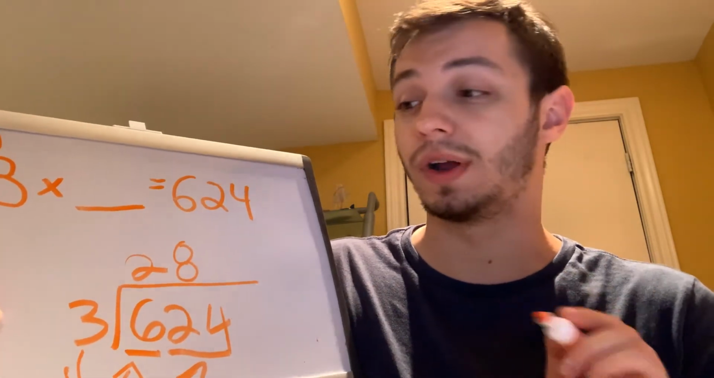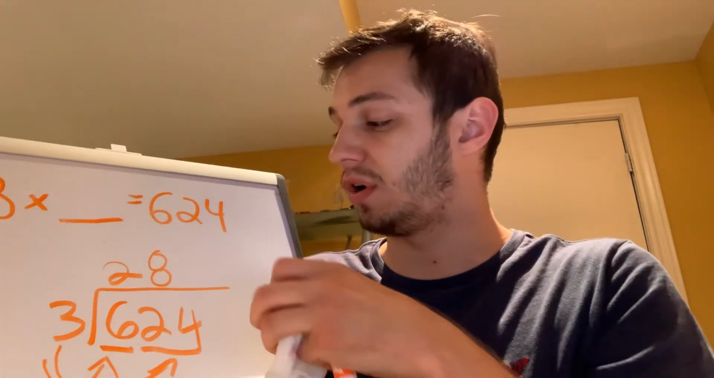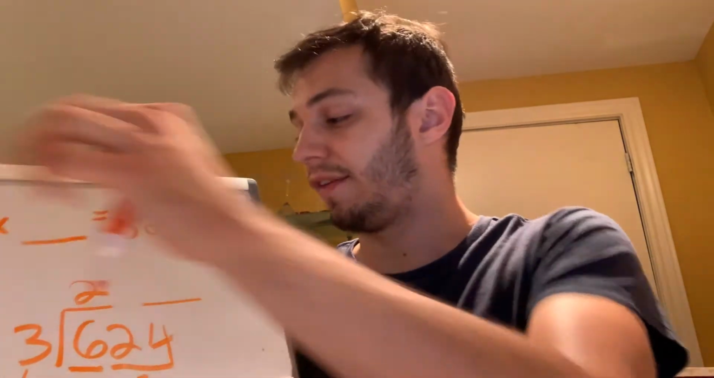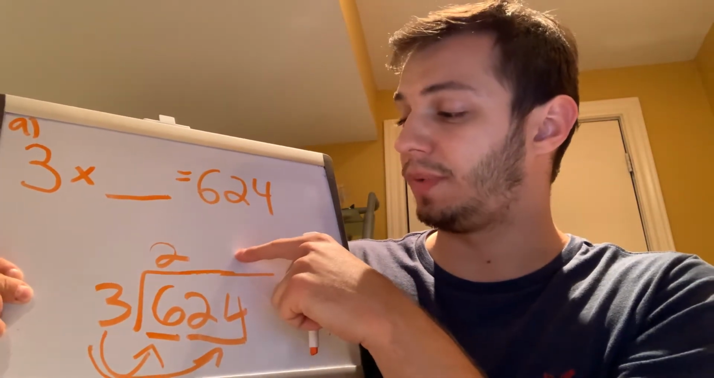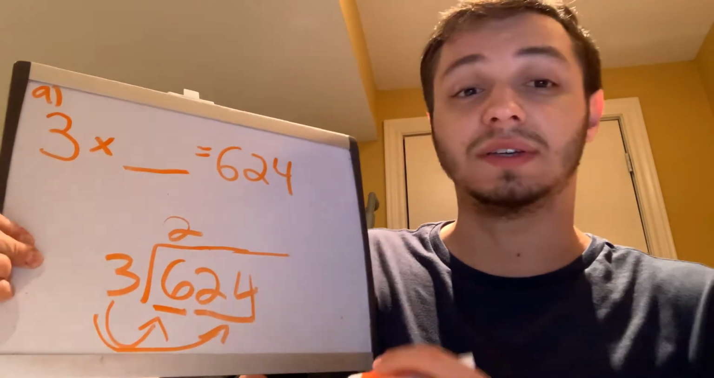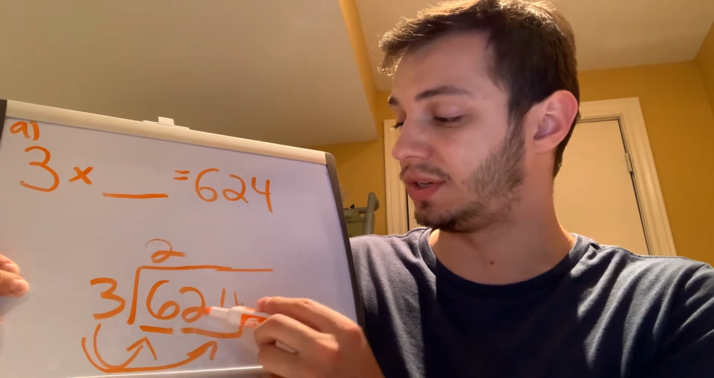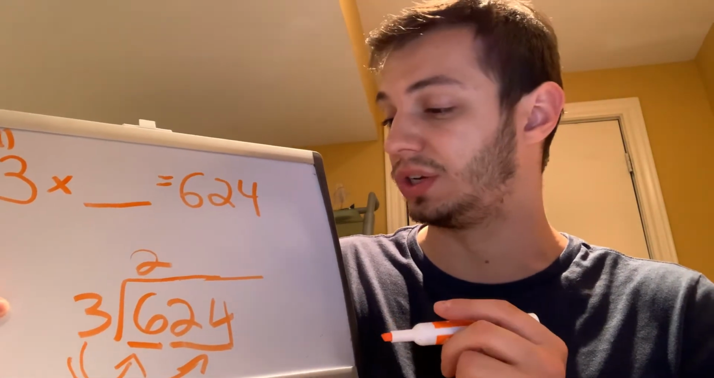But wait, remember guys, we can't do that. So I've noticed a lot of you guys were doing that when we had these types of problems, but we have to remember that we have to have the same number on top as we have on the bottom. Since the bottom number, or the number we're dividing into, has 3 digits, that means the number on the top will also have to have 3 digits.